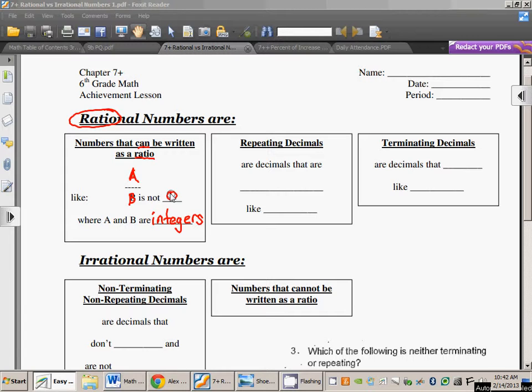Now, the easiest way to spot a rational number is if you see its decimal. Because we know that every repeating decimal is rational. Repeating decimals, you know, they're predictable. You know what comes next. Do you know any examples of a repeating decimal? Have you seen one before? Nick, what repeating decimal have you seen before?